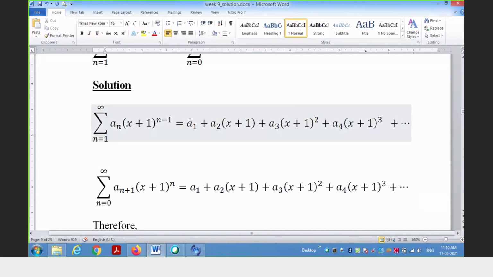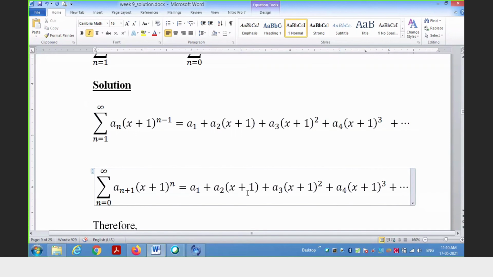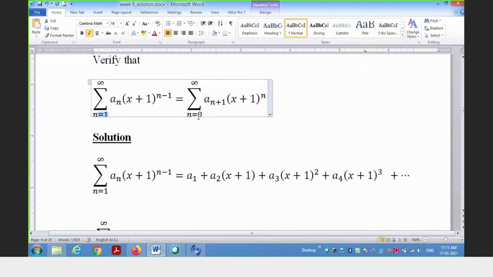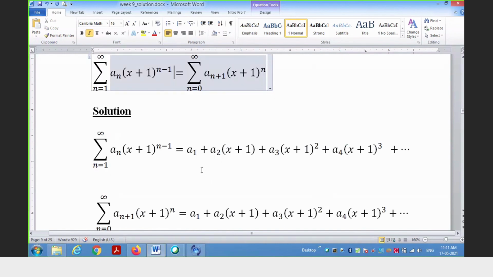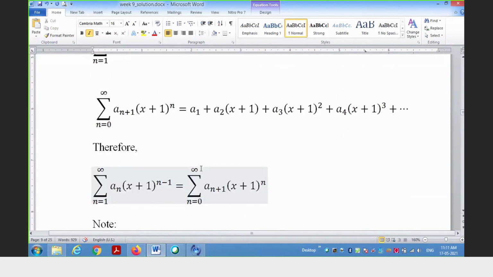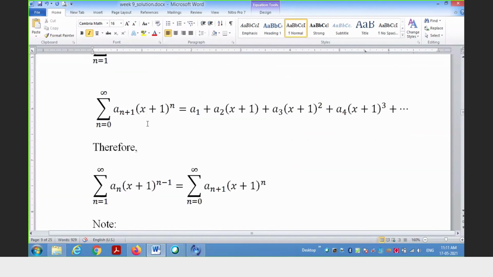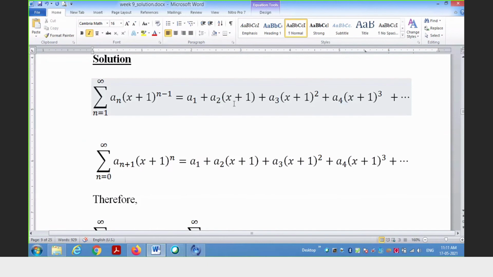You can compare all these terms, and they are the same. Therefore, we can conclude that these two summations are the same. Even though here the indices are different and the powers are different, they are representing the same terms. So we compare and list them one by one.